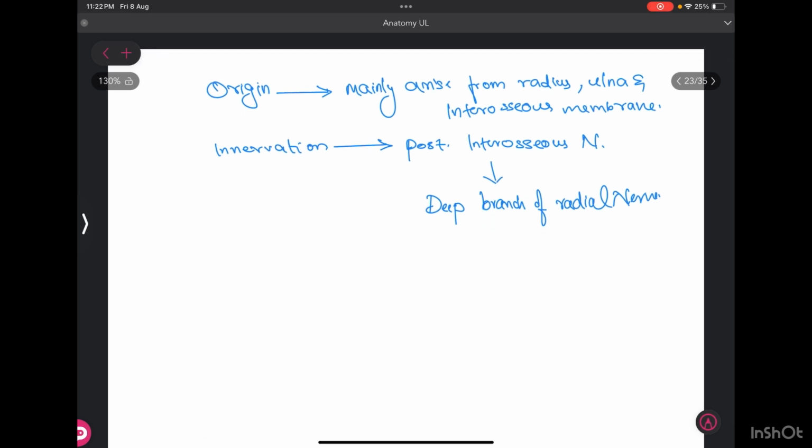The origin of the deep layer of muscles is mainly from the radius, ulna and interosseous membrane. What about the superficial muscles? They originate from the lateral epicondyle of the humerus. So the deep muscle layer originates from the radius, ulna and also the interosseous membrane. And what about the innervation? That is PIN, the posterior interosseous nerve. It is the deep branch of the radial nerve. So I hope this much is clear.